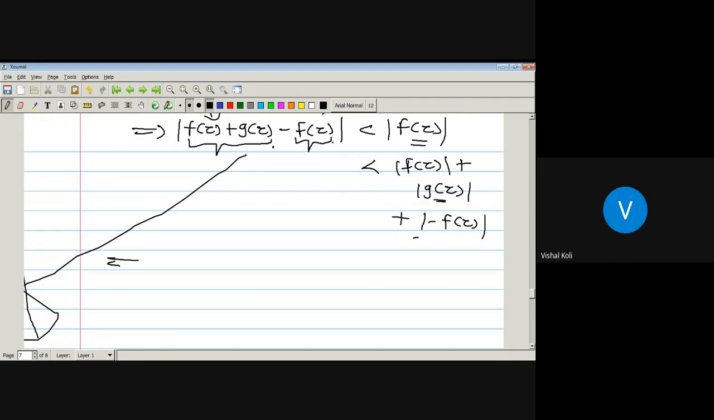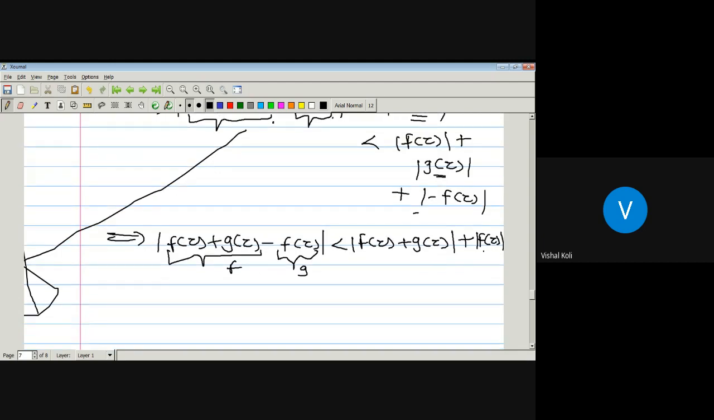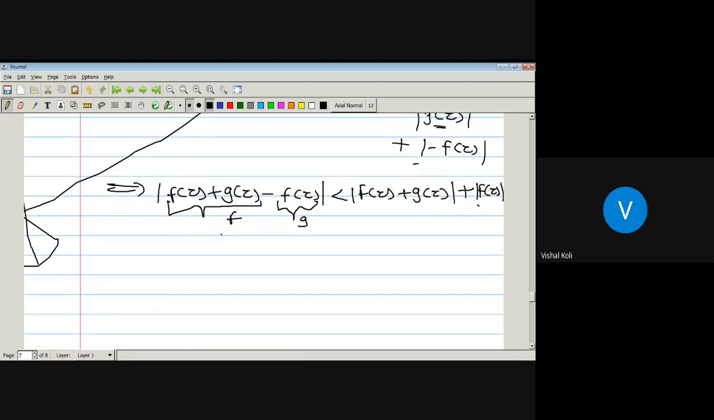So here modulus of f of z plus g of z minus this f of z is strictly less than mod f z plus g z, minus of plus minus 1 will be plus now. So mod of f of z. Here we will take this sum as a single one, that is modulus, which is less than or equal to this one. Now take this one as some function f and this one as some function g, which is less than or equal to modulus of f plus modulus of g. Then by Rouché's theorem.